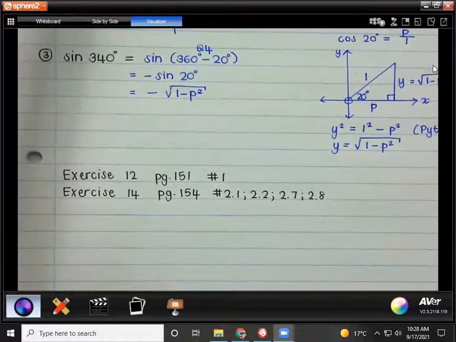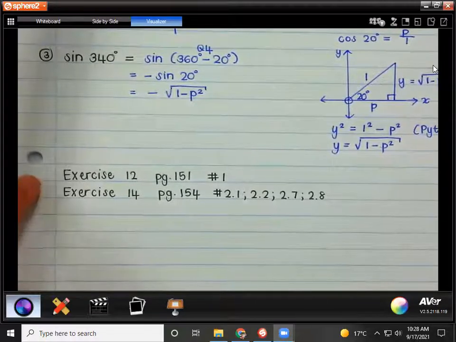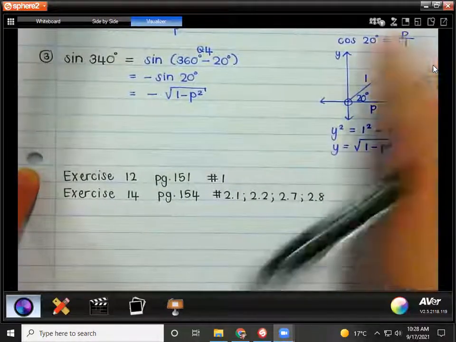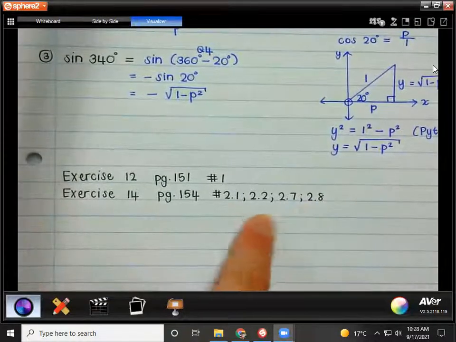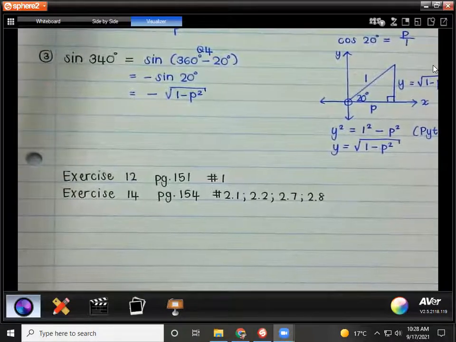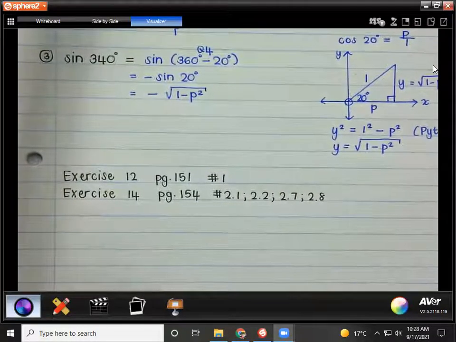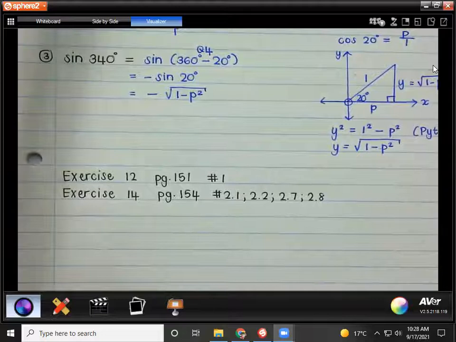Okay, guys, you can do those ones. So this exercise 12 is practicing this whole triangle thing. Exercise 14 is practicing just normal reduction formula questions, including co-ratios. And then I also gave you some identities homework ages ago that we didn't mark. So I'll put those answers up as well.